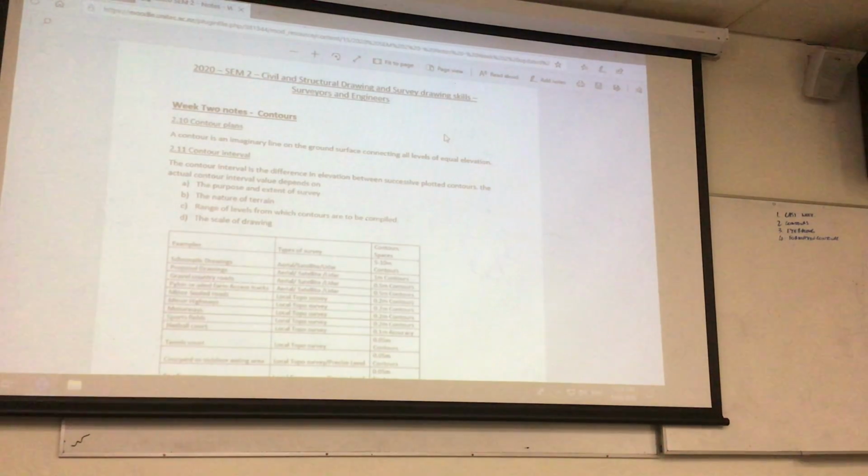So the contour interval is really important. I've put 3 questions in the test about that, with an example of a survey and the type of accuracy you should be looking for.